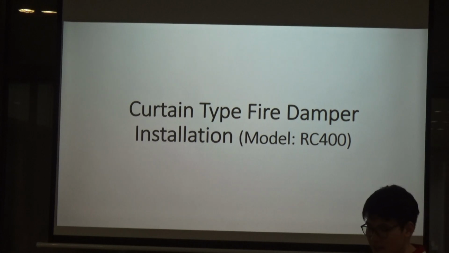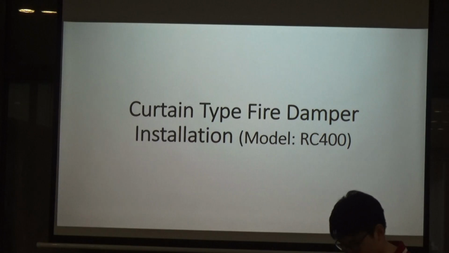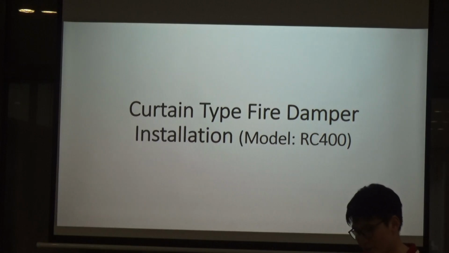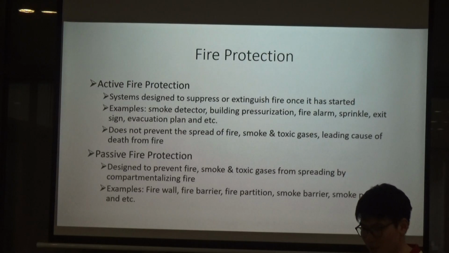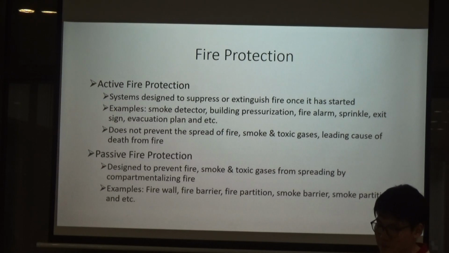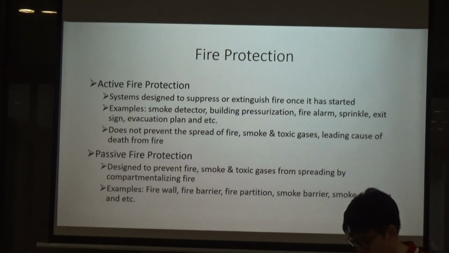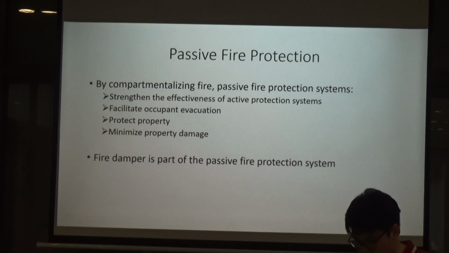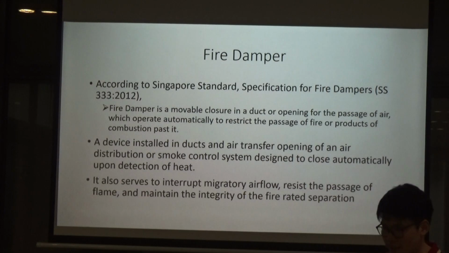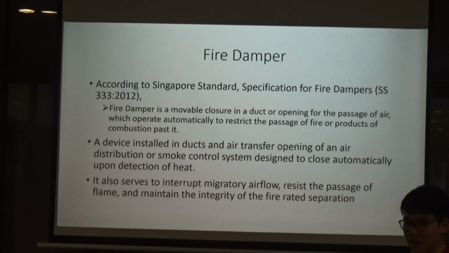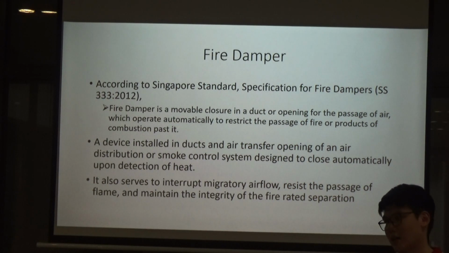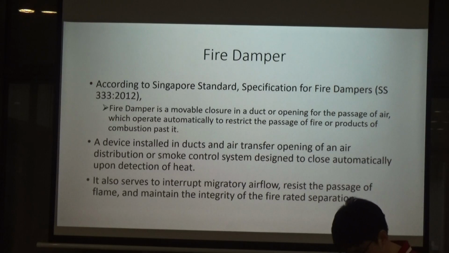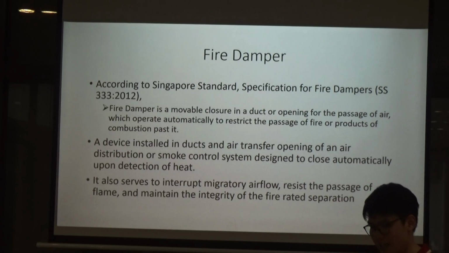Okay, so let's just recap where we left off from the last training. Last training we talked about the function of the fire damper in the AC MV system and the fire protection system. I'll just run through very quickly. We have this standard called SS333. The latest version is 2012. Next year, we're expecting the new version to come out. This is the standard we base on in Singapore.